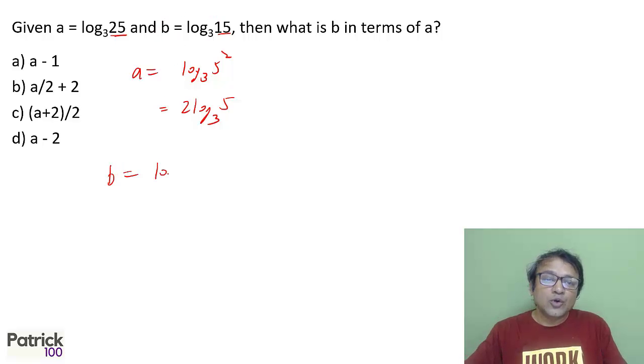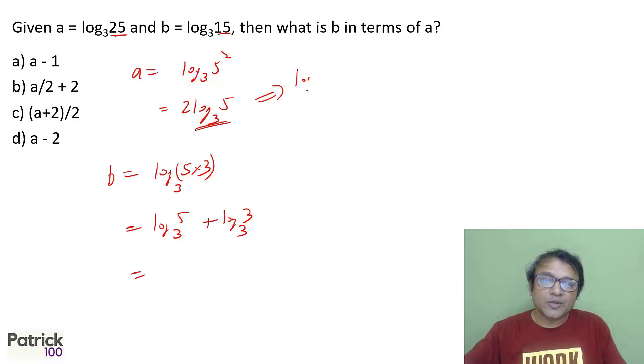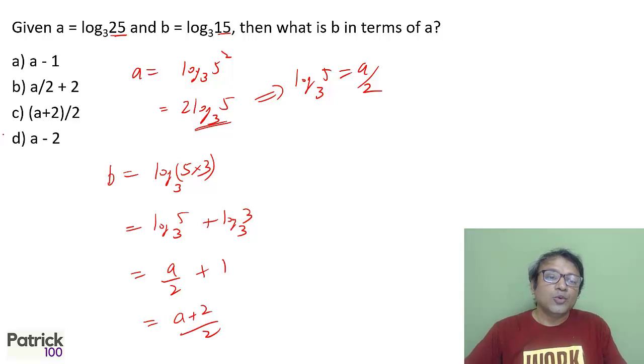B is equal to log of 5 into 3 to the base 3, which is nothing but log of 5 to the base 3 plus log of 3 to the base 3. Now log of 5 to the base 3 is nothing but A upon 2. Substitute here, A upon 2, and log of 3 to the base 3 is 1. So you'll basically get A plus 2 upon 2, which is C option.